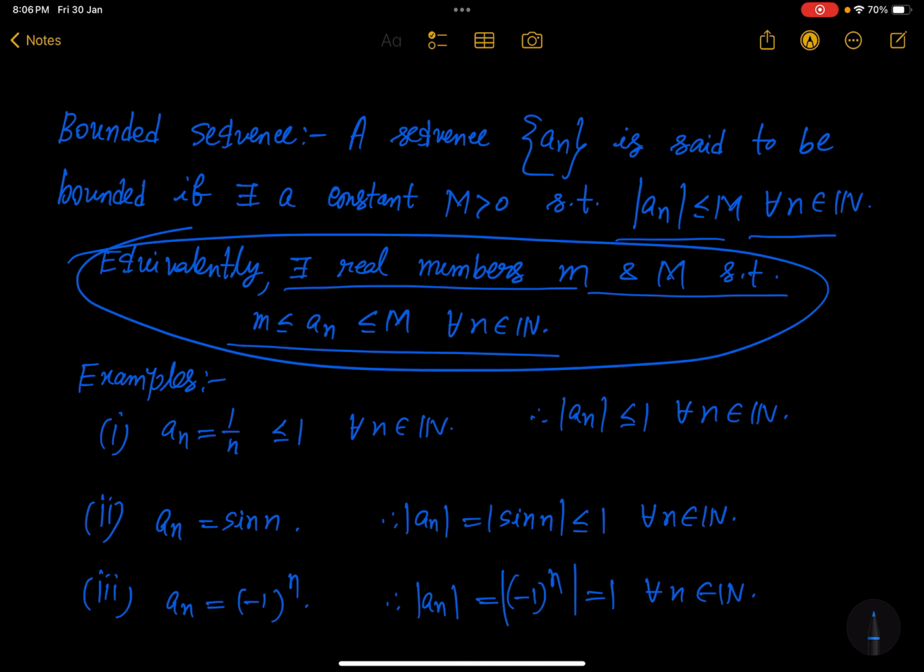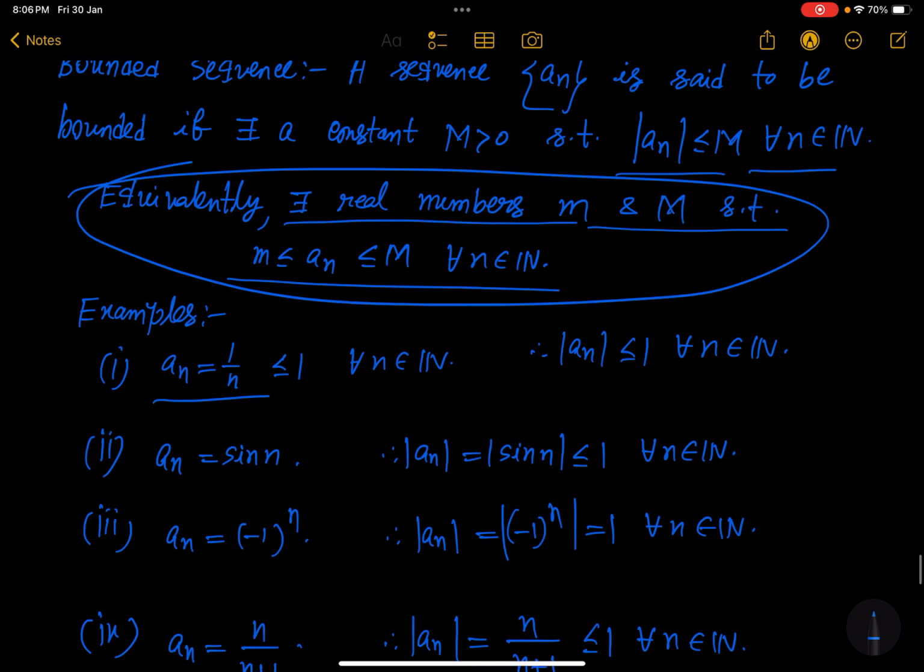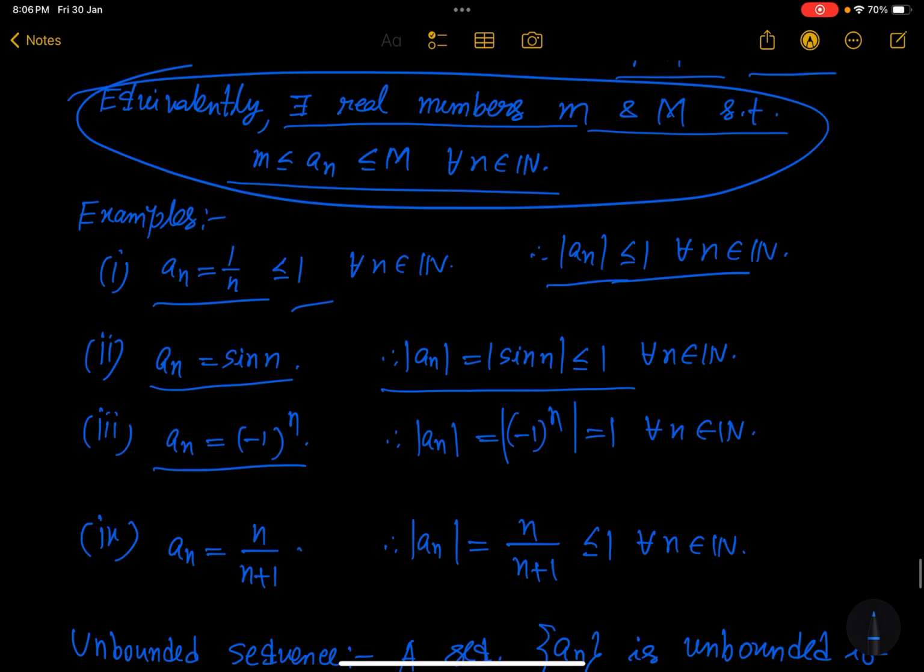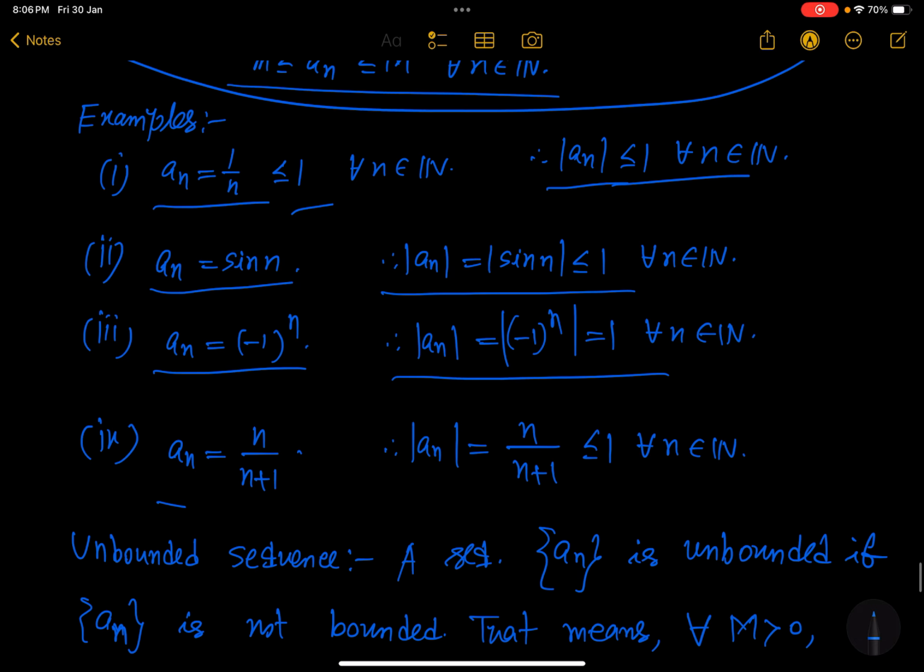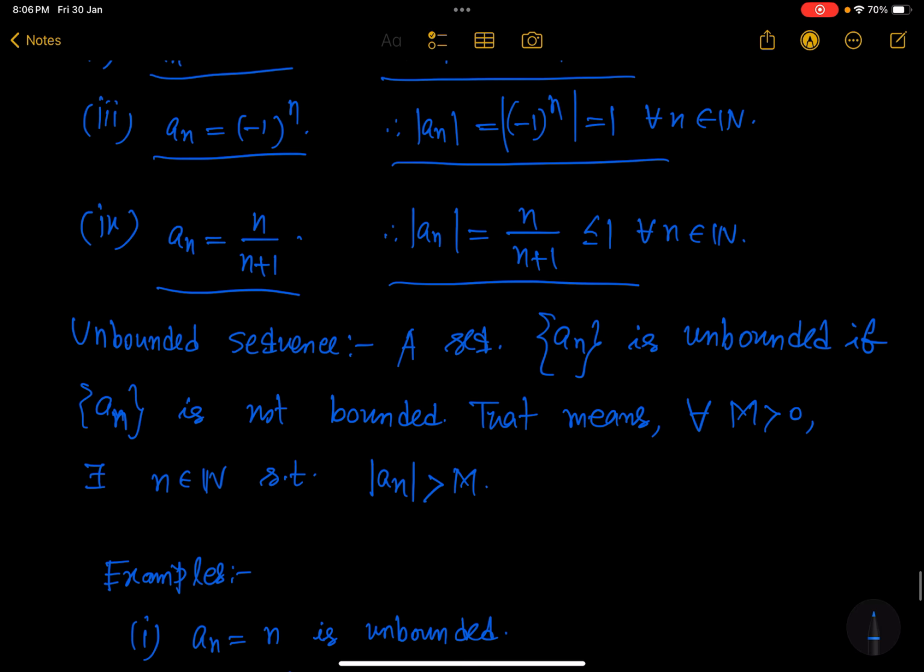Okay. Examples: a_n equals 1 by n, mod of a_n is less than or equal to 1 because a_n is non-negative. a_n equals sin n, mod of a_n is less than or equal to 1. a_n is minus 1 power n, mod of a_n is 1. a_n is n by n minus 1, mod of a_n is less than or equal to 1. So all are bounded. What is an unbounded sequence?